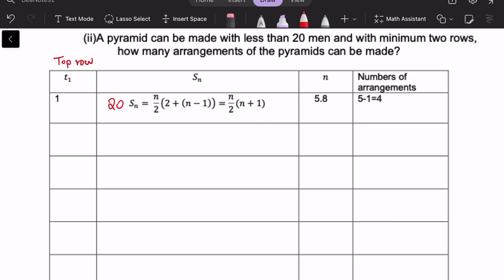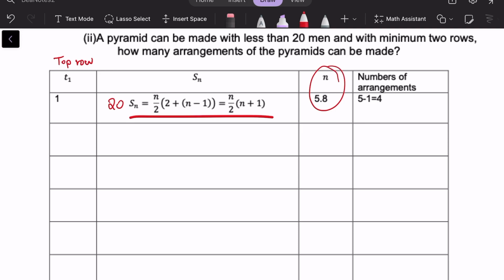Like that's the number of men you sort of have to work with. And when you solve this on your ClassPad, you're going to get 5.8. So 5.8 is basically the maximum number of rows that you can possibly make with 20 men. But remember, people and rows are counted as positive integers, so we're only working with positive integers. That's why we have to round it down.